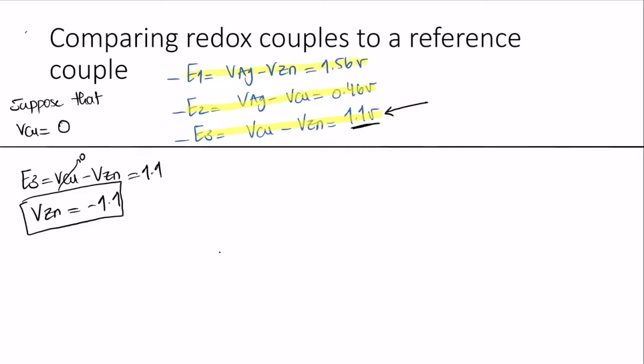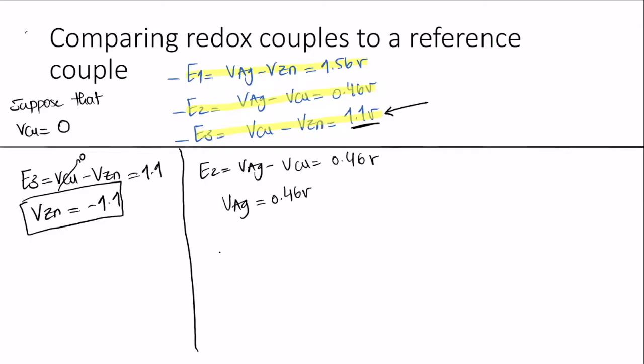Now let's go to E2, Ag with Cu. In E2, it's VAg. The Ag was the cathode in this half cell minus VCu, which was the anode, is equal to 0.46 volt. So the reduction potential VAg is equal to 0.46 volt.